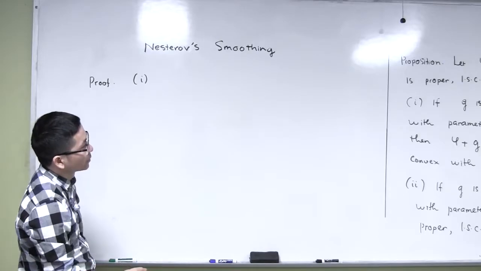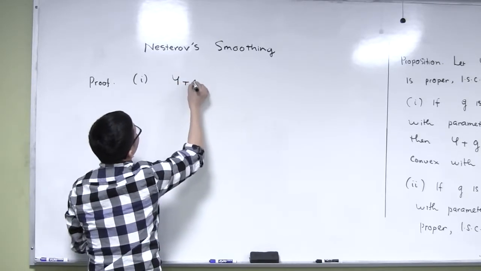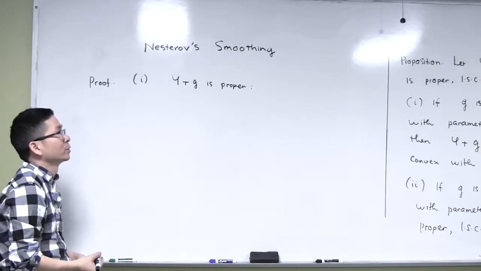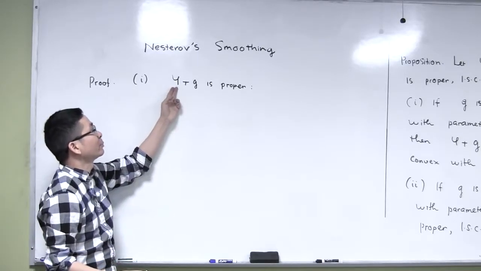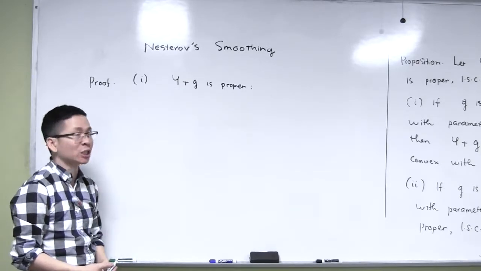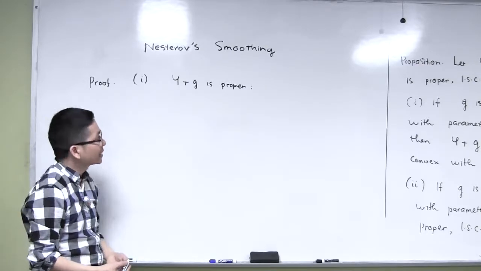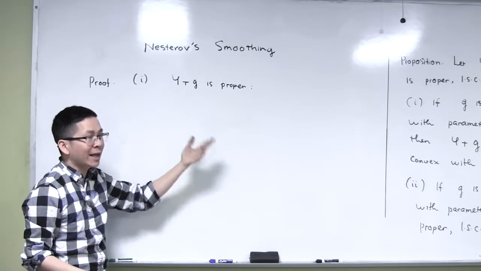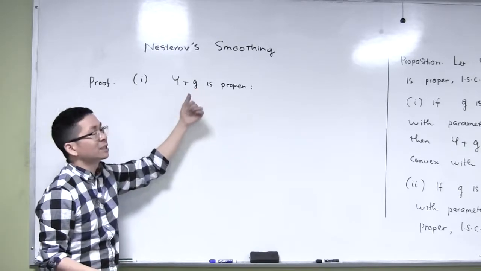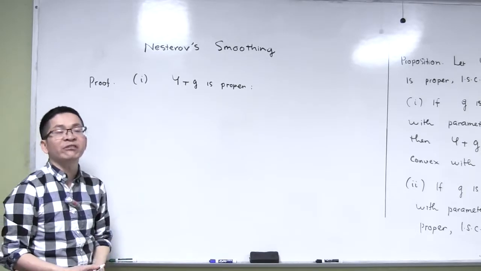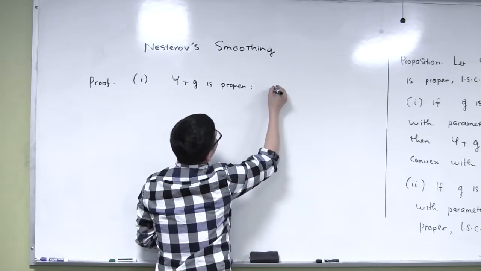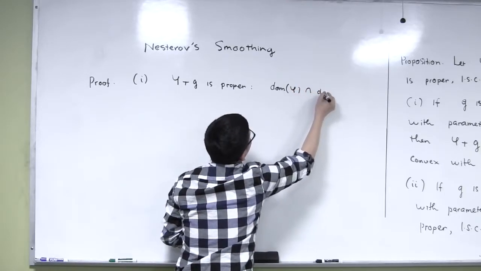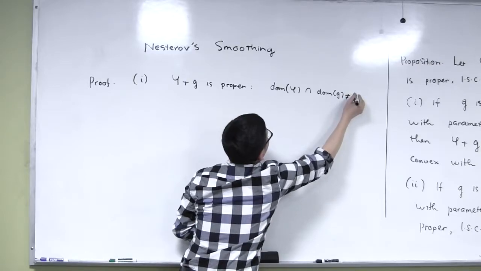Now I'm going to sketch the proof of this proposition. So for the first part, how come the sum of phi and g is proper? This fact is very simple to prove because we assume that the domain of the function phi intersection the domain of the function g is non-empty. So you can find some x in that intersection. For that x, phi of x is a real number, and g of x is also a real number. So phi plus g of x is a real number. So the sum of phi plus g is proper. This is based on the fact that the intersection of the domain of phi and the domain of g is non-empty.